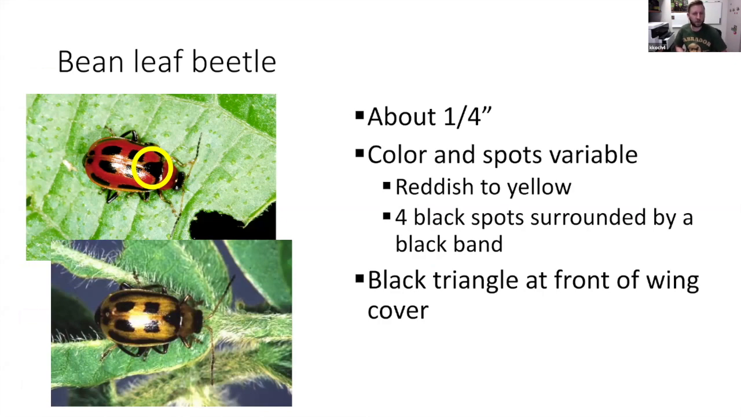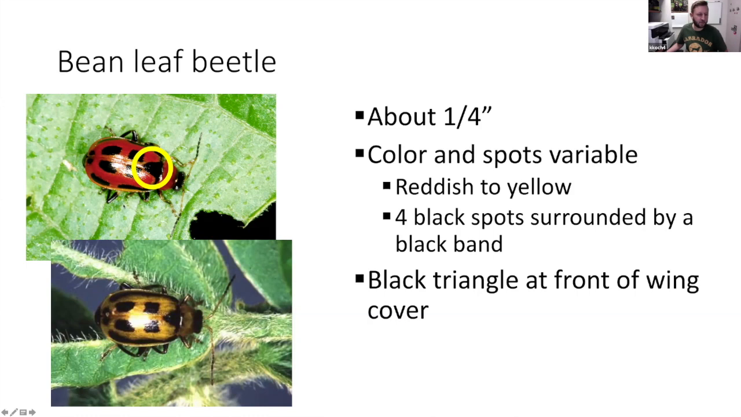These are small chrysomelid beetles, about 1/4 of an inch. The color is really quite variable. They can range from yellow to really a bright reddish, and there's various shades in between. And in addition to that, there's also a variety of different patterns that you can see on their elytra. So those are the hardened wing covers. Sort of the general pattern is to have these four black spots surrounded with a black band.